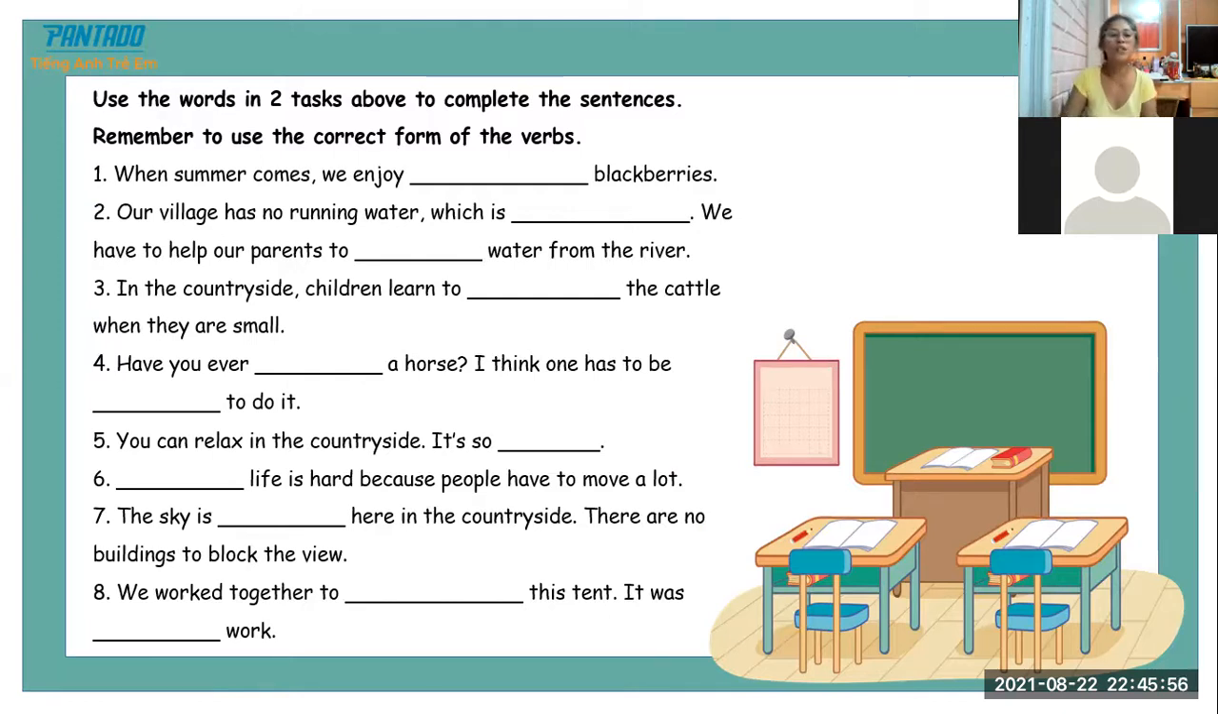Okay, so what is your answer for number one? When summer comes, we enjoy blank. Picking. Okay, our village has no running water, which is blank. Inconvenient. We have to help our parents to blank water from the river.